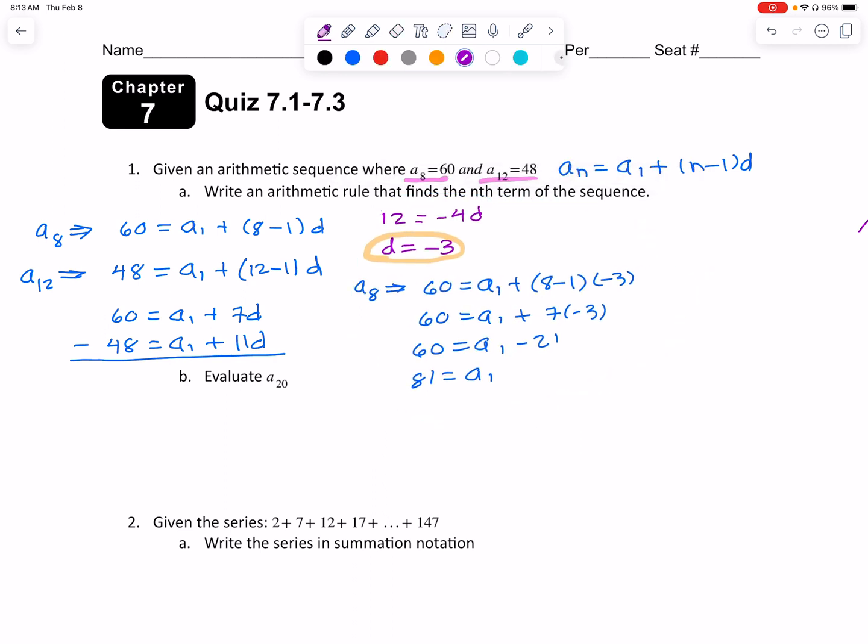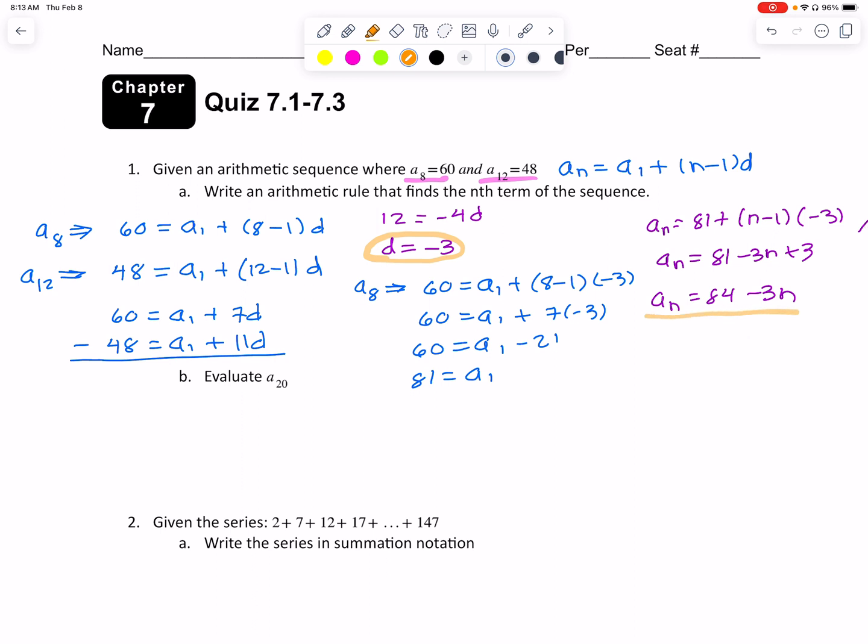Okay, so a sub n equals our first term, which is 81, plus n minus 1 times our common difference, which is negative 3. From there, I can clean it up. So this is going to be 81 minus 3n plus 3. So a sub n equals 84 minus 3n. Okay? So this is our equation.